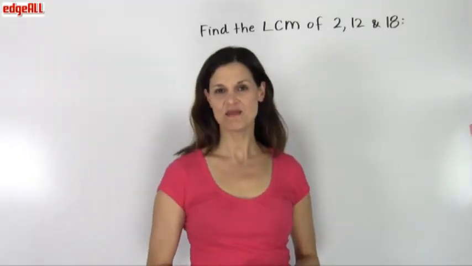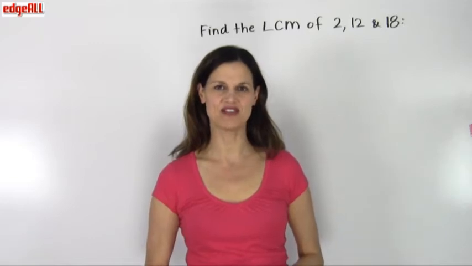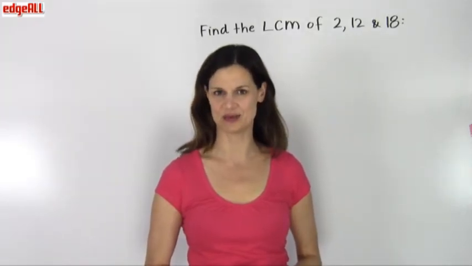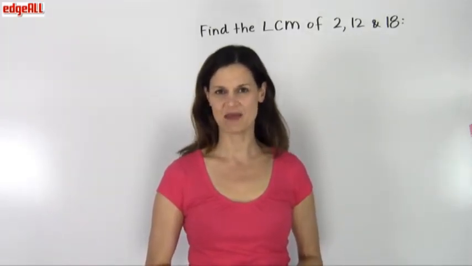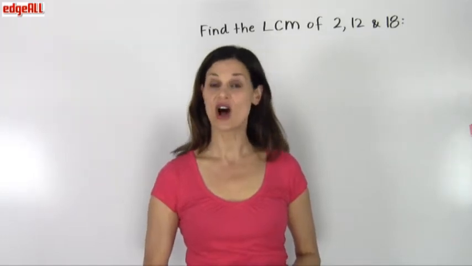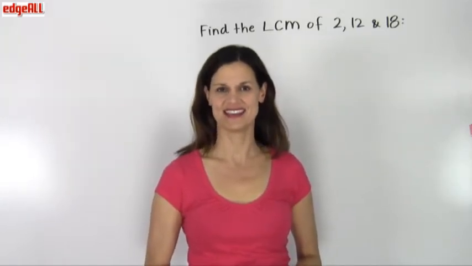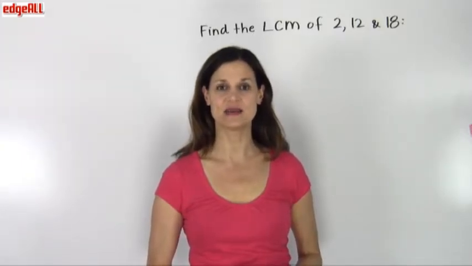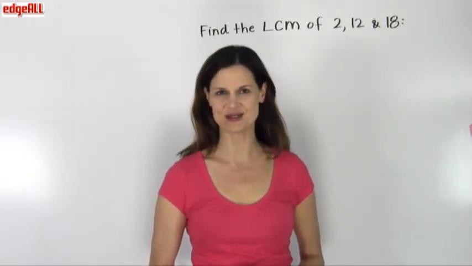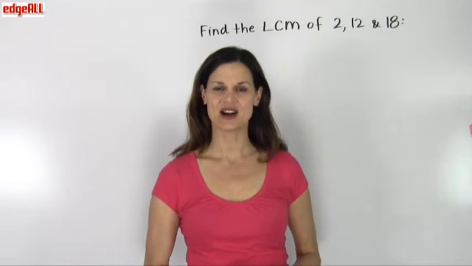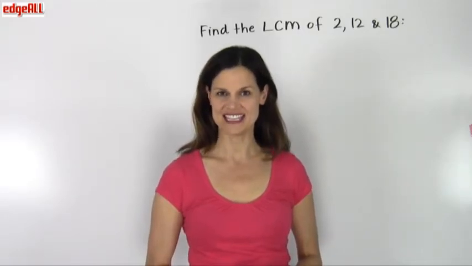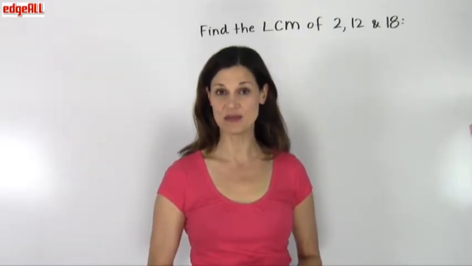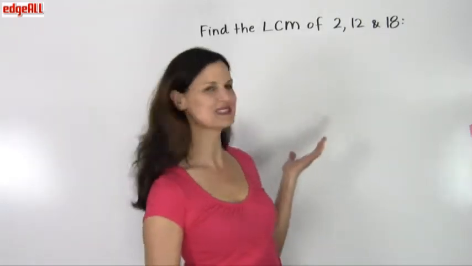There is another method which can be used to find the least common multiple and greatest common factor. It is called the ladder method. This method is not commonly taught in the United States, but some kids find it very useful. Let's start with using the ladder method to find the least common multiple of three numbers.